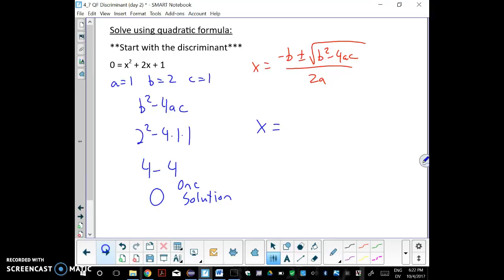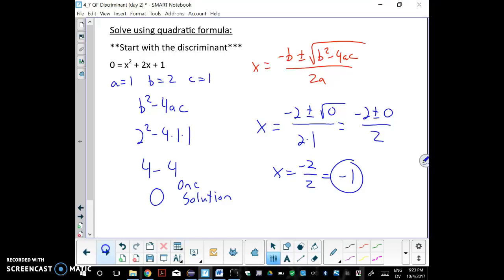All right, so now we can go over to the formula and say we're going to do opposite of b, which is the same as the b over there. And then we have a 0 under the check mark over 2 times a. So we're going to have negative 2 plus or minus 0 over 2. And that's just going to be one answer, because when you add or subtract 0, it's still negative 2. So we get our one answer of negative 1. As an example, if the discriminant turned out to have been negative here, we could have stopped. We wouldn't have even had to do the rest of it, and just said, hey, there's no solution.